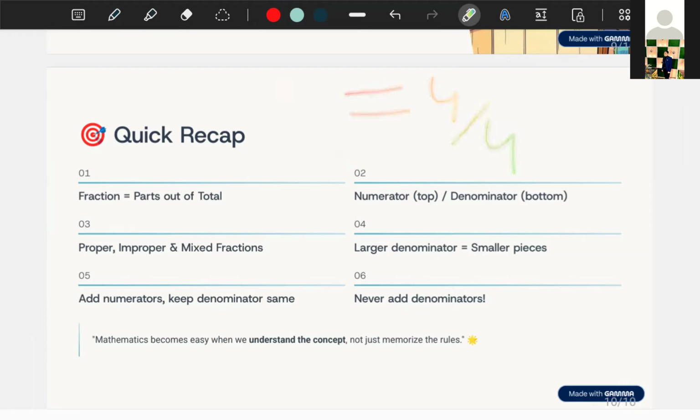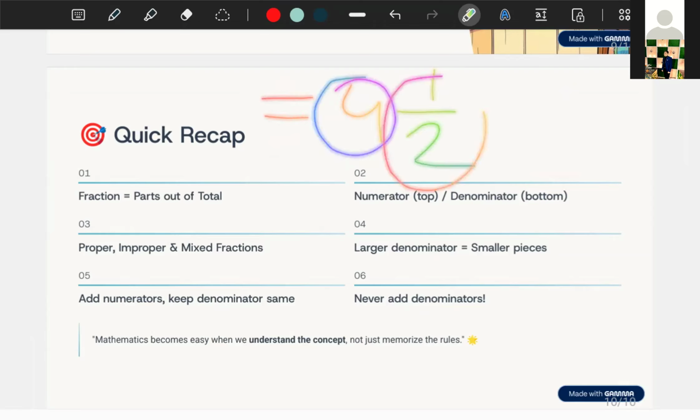Then the third type is a mixed fraction. A mixed fraction means a whole number plus a fraction. Suppose it is written as 4 1 by 2. So 4 is a whole number, 1 by 2 is a fraction. We read it as 4 whole 1 by 2. So that is a mixed fraction.